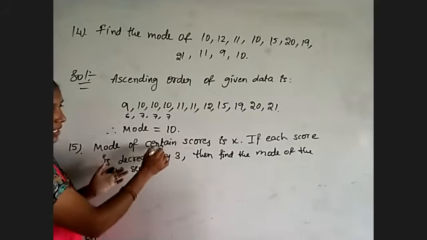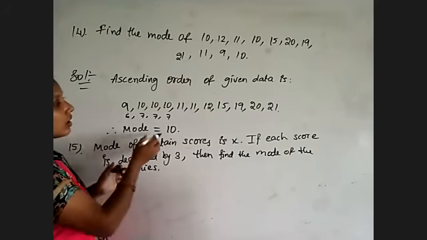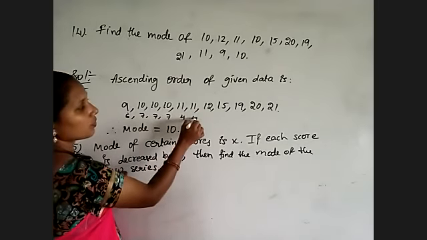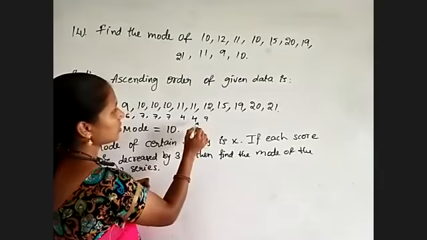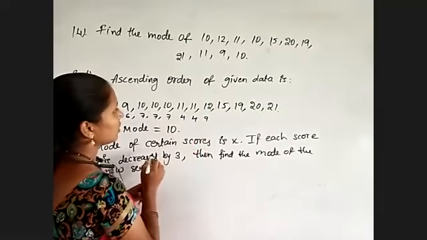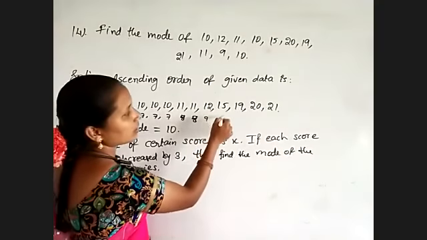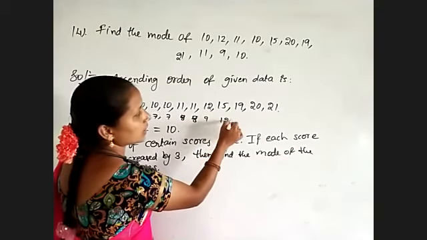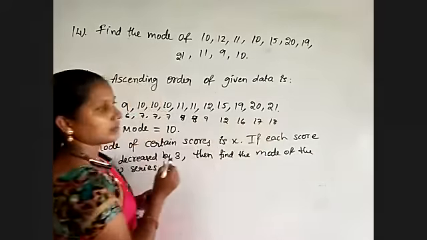Here they did not mention the observations also. That's why I am taking an example. 11 minus 3 is 8, 8. 12 minus 3 is 9. 15 minus 3 is 12, 16 minus 3 is 13, and so on for the rest of the observations.